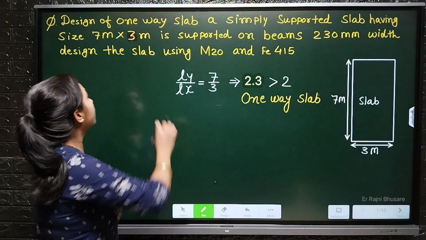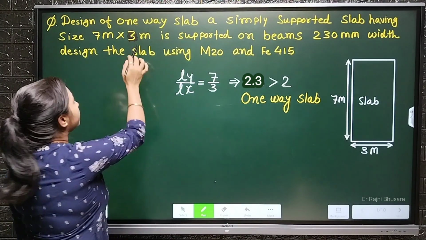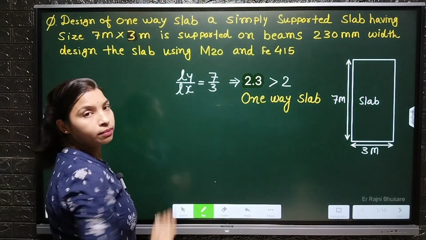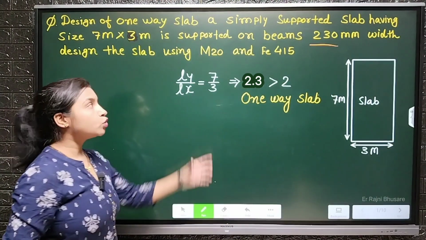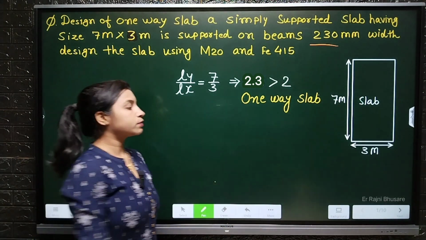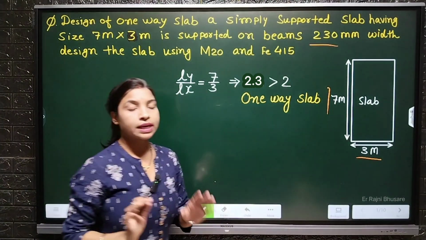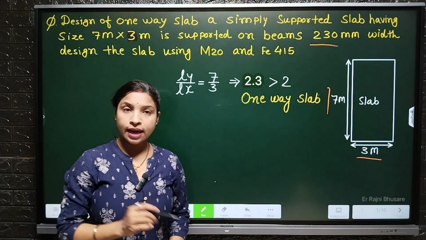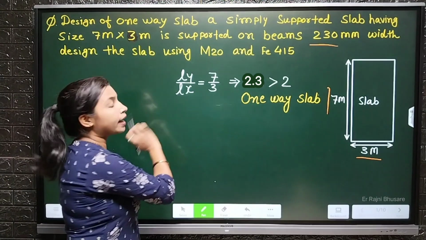I have a question: design of a one-way slab. A simply supported slab having size 7 meter by 3 meter is supported on beams having 230 mm width. Design the slab using M20 and Fe415, and draw the diagram of the slab. Its width is 3 meter and length is 7 meter. Is that clear?